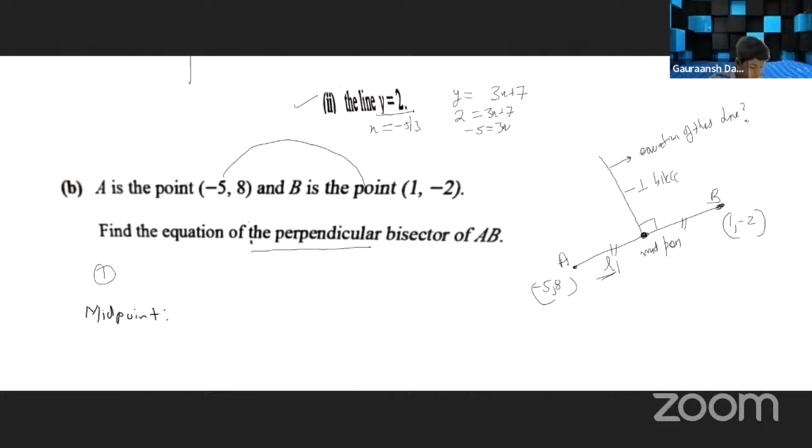Midpoint. So midpoint will be -5 plus 1 by 2 comma 8 plus -2 by 2, equal to -4 by 2 comma 6 by 2, which is going to be -2 comma 3.